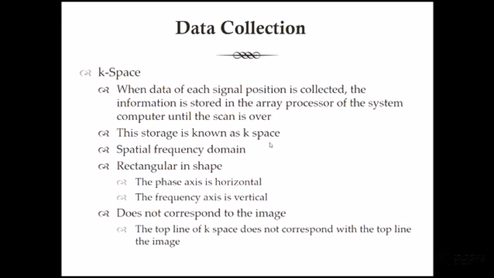We refer to this storage space as K-space. We think about it as having some specific parameters: a spatial frequency domain. We think about it as being rectangular in shape, with the phase axis being the horizontal and the frequency axis being the vertical. It doesn't correspond to the image. If I look at the top row of K-space, that doesn't equate to the top row of the image. We need all of that space reconstructed together.